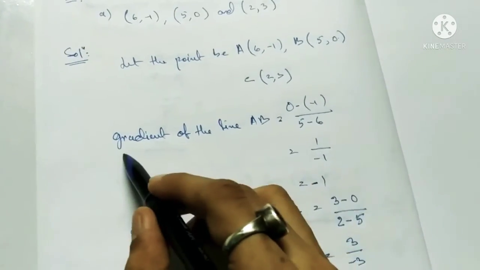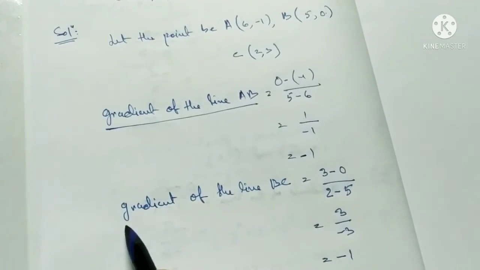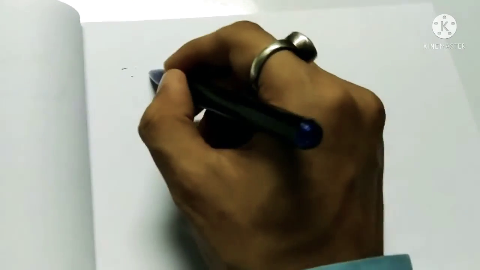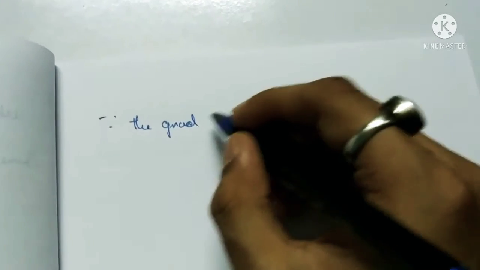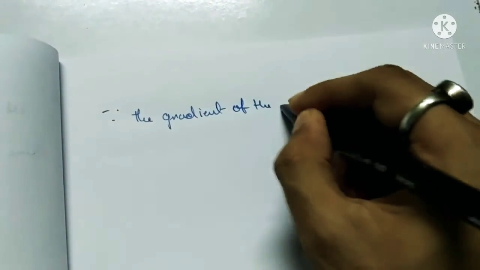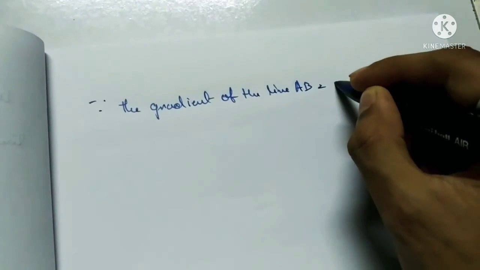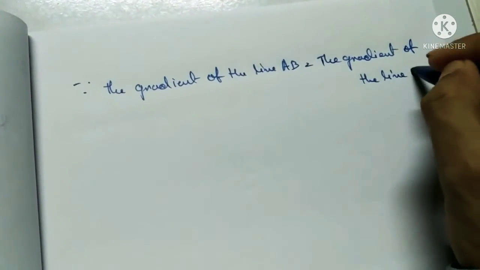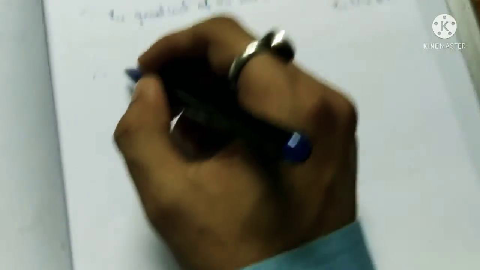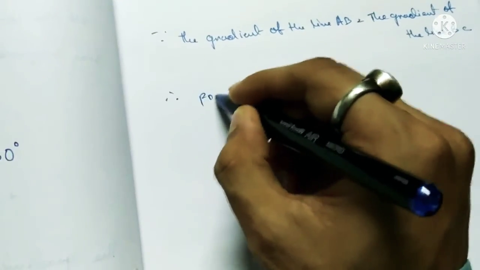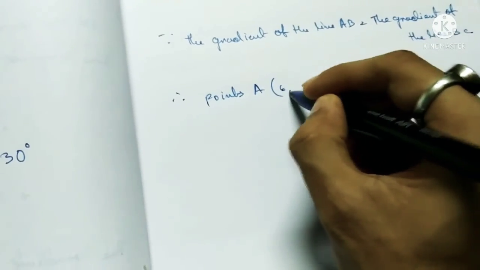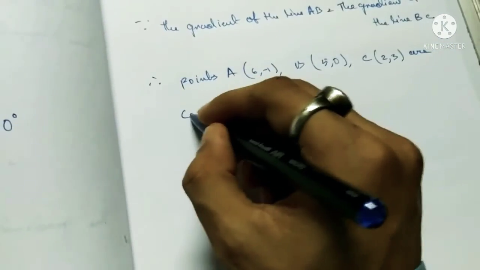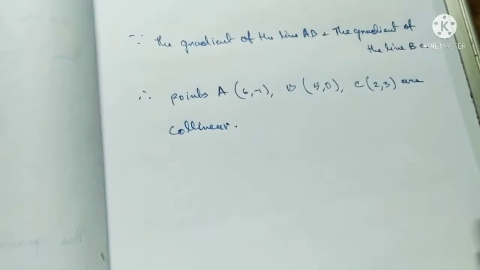So in here what I got, gradient of the line AB is equal to the gradient of the line BC. Since gradient of the line AB equals the gradient of the line BC, therefore points A 6 comma minus 1, B 5 comma 0, C 2 comma 3 are collinear.